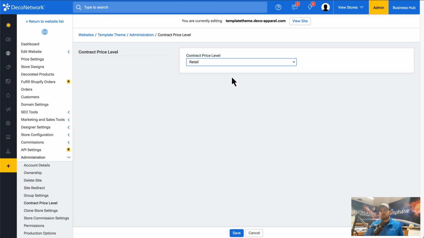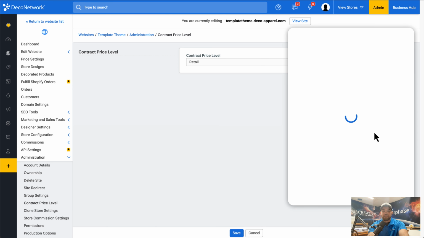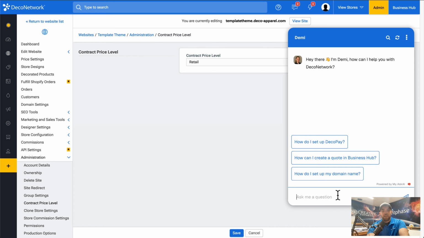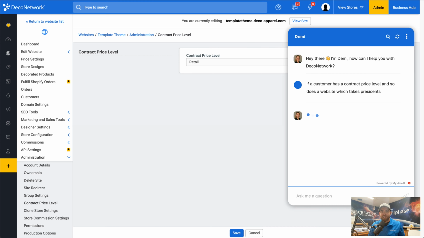Now, do know that customers also can have a particular contract price level. And what will take precedence? If you're ever wondering something like this, because, hey, I often forget, simply come out to the AI chat tool Demi. If a customer has a contract price level and so does a website, which takes precedence? I know I didn't spell any of that correctly, but that's why we love AI.